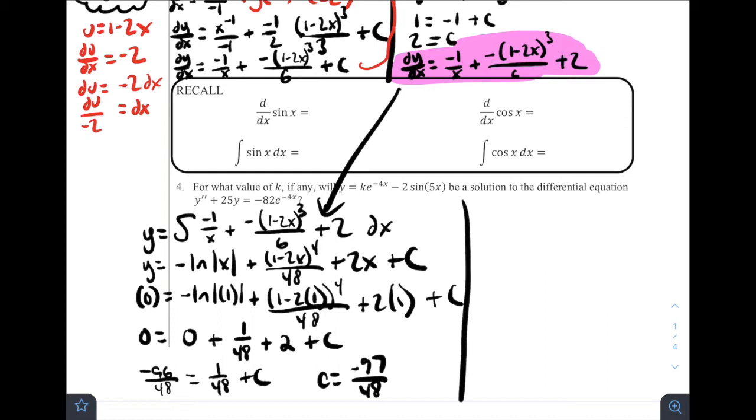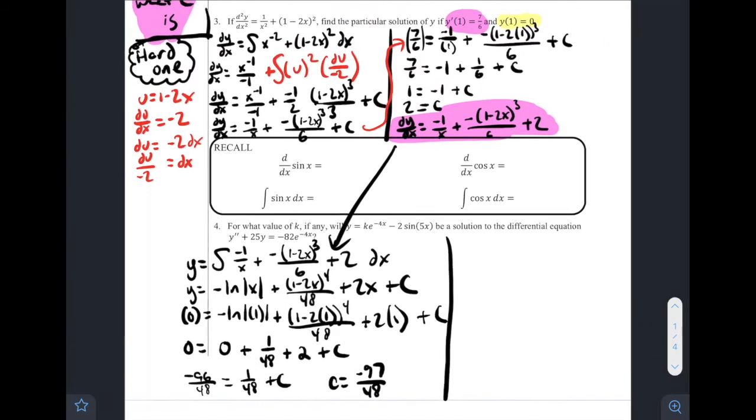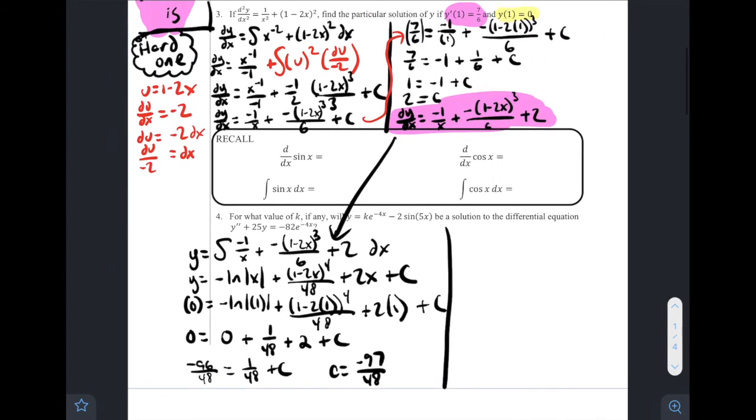What does our final answer for this problem look like? Whew, this looks like quite a bit of work. y is going to be equal to negative natural log of the absolute value of x plus 1 minus 2x to the 4th over 48 plus 2x. And then we've got our c, I'll just put a minus 97 over 48 for that. So this is our final answer for this problem.